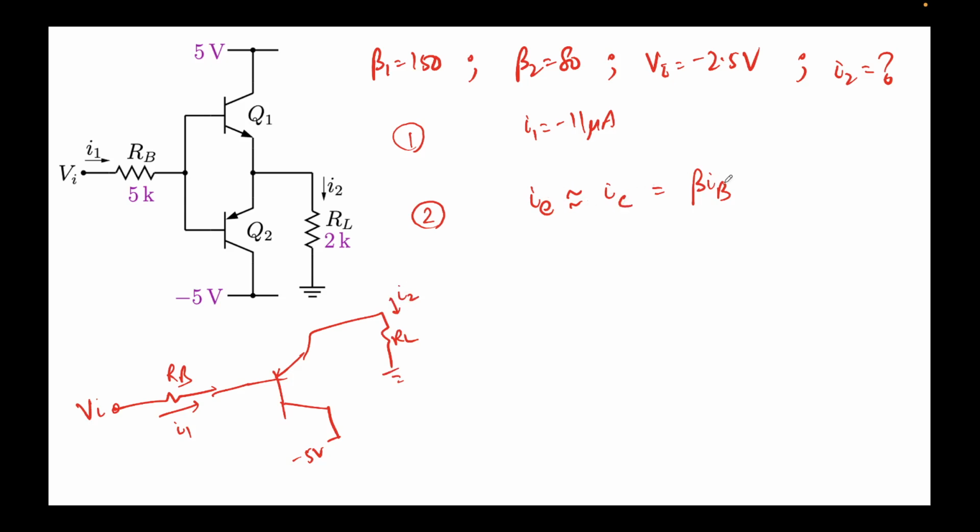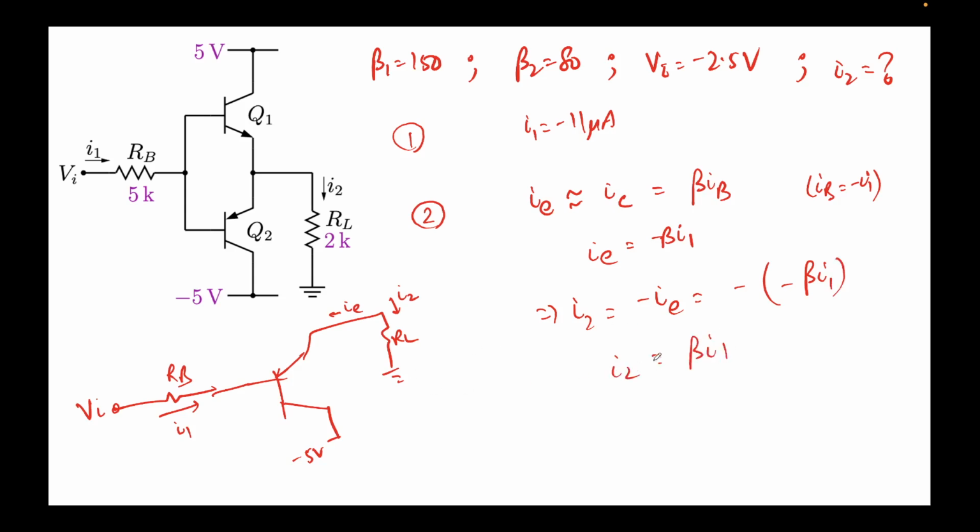IE is nothing but IC, which is beta IB. Now what's the value of IB? IB is flowing in this direction, so IB is nothing but minus I1. So this will come out to be minus beta I1, the expression for IE. And also you can see IE is actually in this direction, so I2 is nothing but minus IE, which comes out to be minus of minus beta I1, which is beta I1, which makes sense. Essentially the two negative signs get cancelled, so I2 is nothing but beta I1.